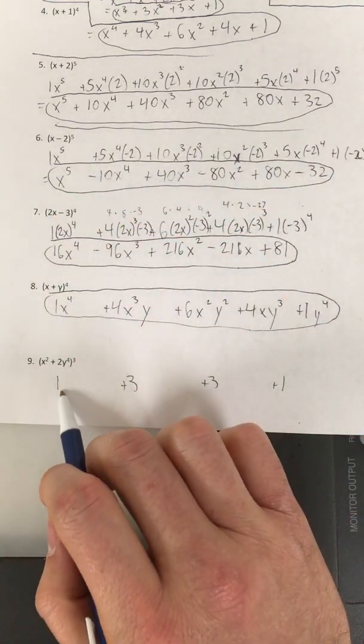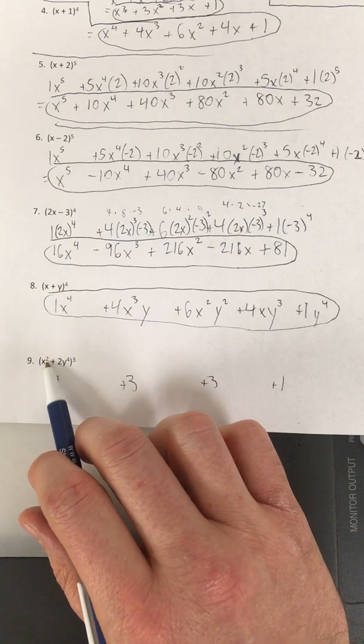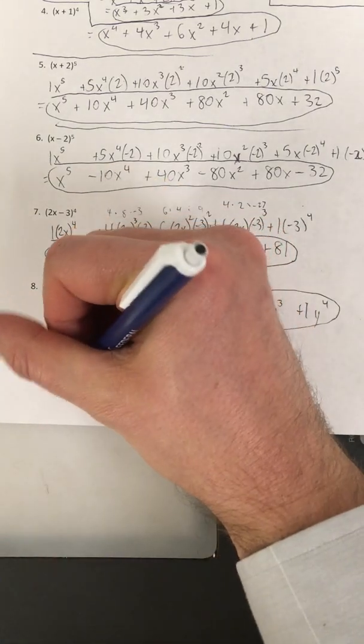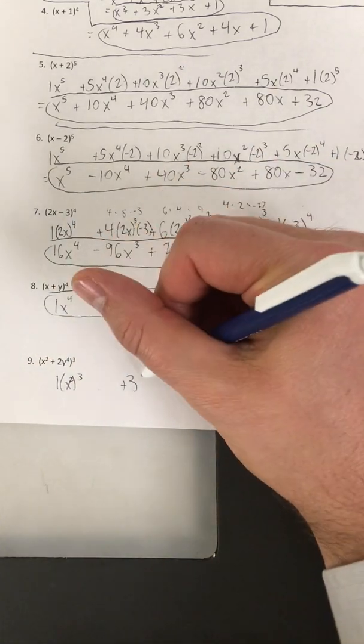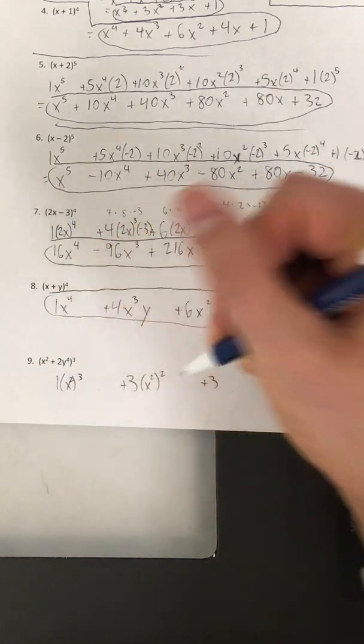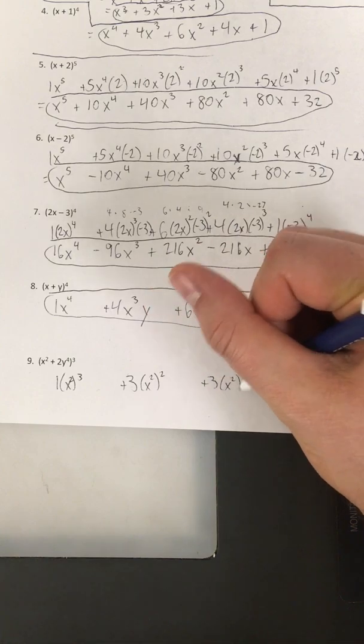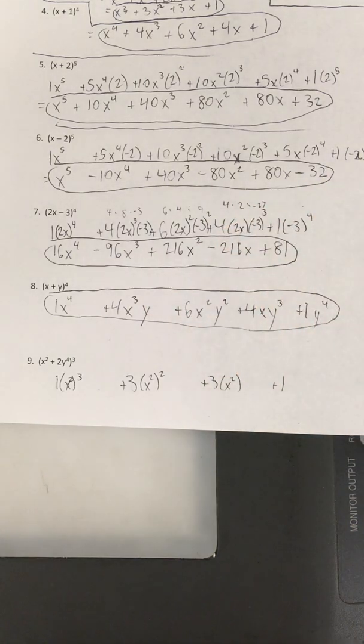This time, it's not just an x right here. It's x squared. This whole x squared is being raised to the 3rd power. And then this one's going to have x squared to the 2nd power, and then x squared to the 1 power, and then no x squared.